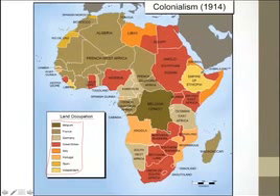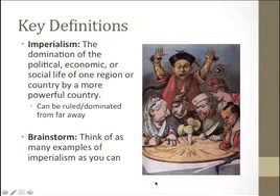For instance, in Algeria, which was controlled by France, the language that they still speak in Algeria is French. And in South Africa, they speak English. So those are what the people speak in those countries. There are obviously still native languages, but those are some of the consequences that we're going to be learning about. Let's get into some definitions.